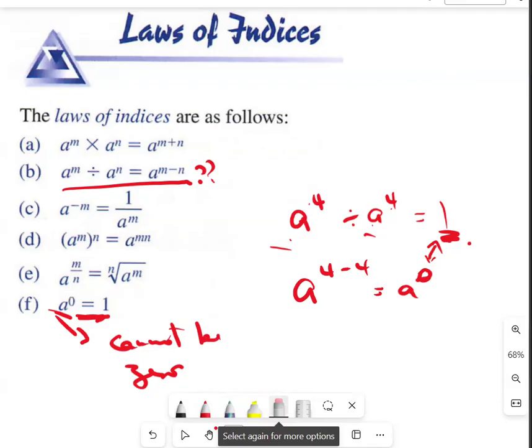Excuse me, sir. Can you please explain back E and F? I'm kind of confused.